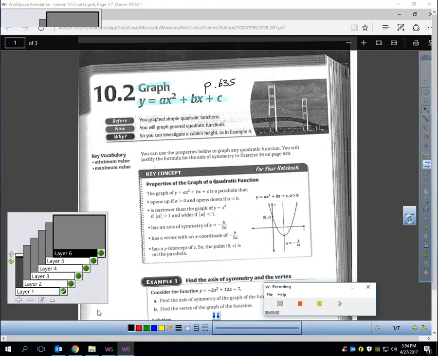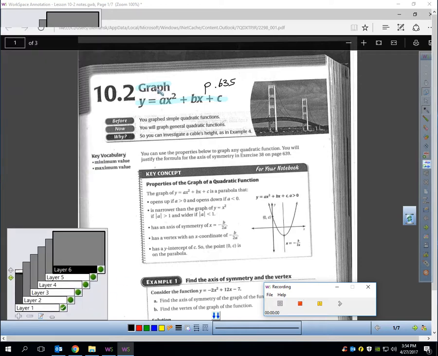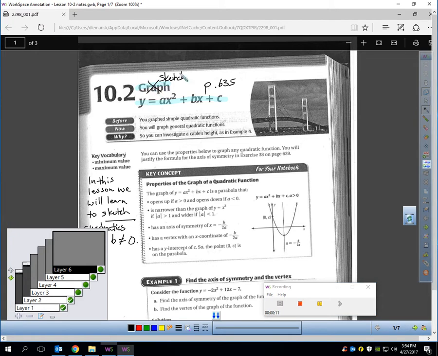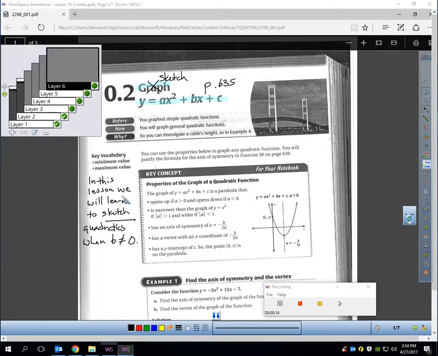This is lesson 10.2, sketching y equals ax squared plus bx plus c. You should be on page 635. And yes, I didn't misread that. We are sketching. In this lesson, we're going to learn how to sketch quadratics when b is not equal to 0. Remember, in lesson 10.1, we did not have a b value.